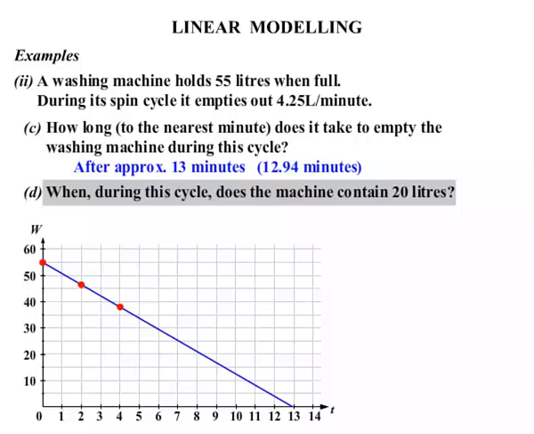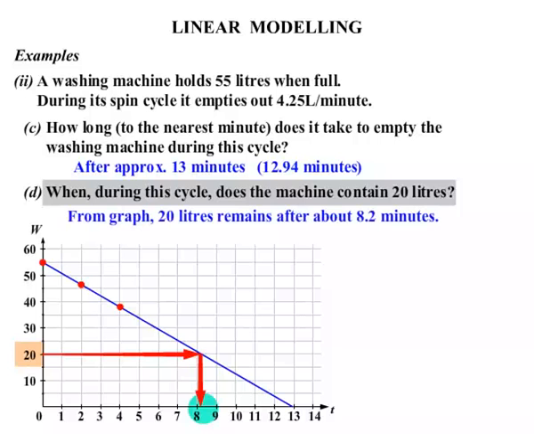Part D, when during this cycle does the machine contain 20 litres? Well, there's our 20 litre mark, just a matter of reading across until it hits the graph and reading down, and we can see that it's just a little bit more than 8. We can say from the graph 20 litres remains after about 8.2 minutes.